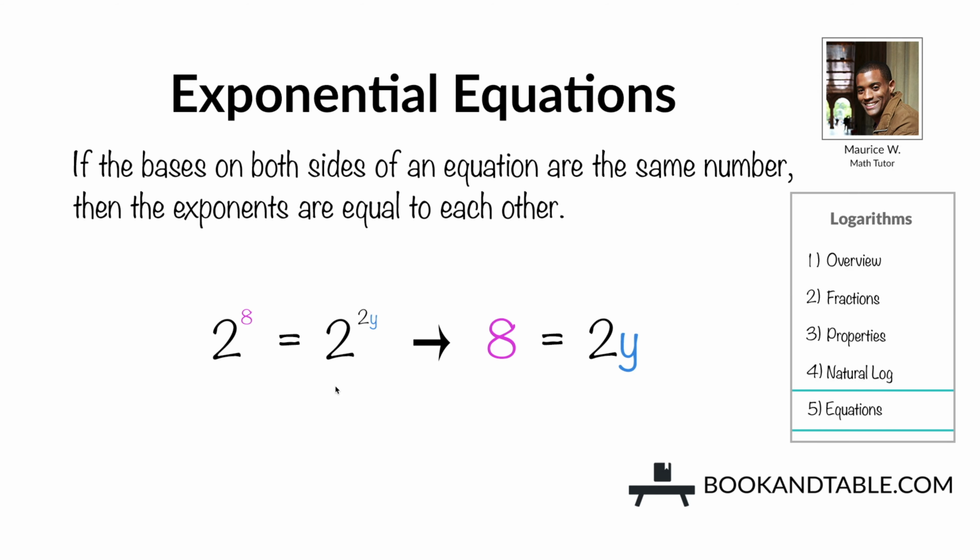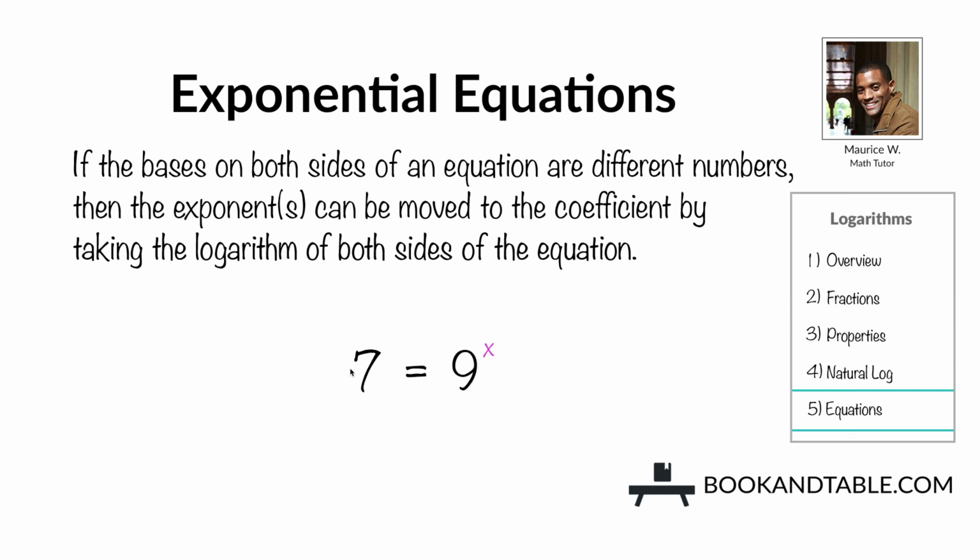So in a case such as 2 raised to a power of 8, if this is equal to 2 raised to a power of 2y, then we can set the exponents equal to each other in order to solve for the variable. But what do we do if the bases on both sides of the equation are different from each other? If the bases on both sides of an equation are different numbers, then the exponent or exponents can be moved to the coefficient by taking the logarithm of both sides of the equation.